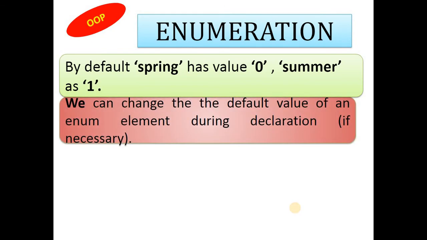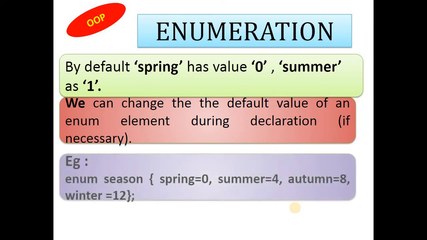We can change the default value of the enumeration element during the declaration as follows. You can write spring is equal to 0 and after that summer is by default 1, but we can change it: summer is equal to 4, autumn is equal to 8, winter is equal to 12. So we can have different values for the different constants.